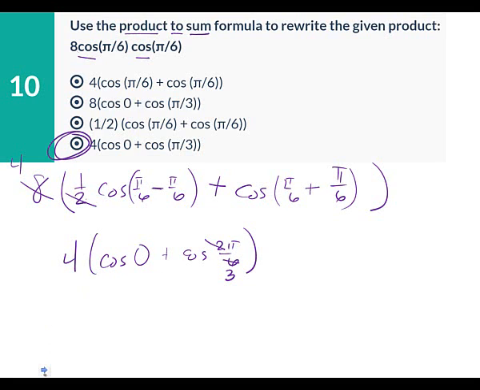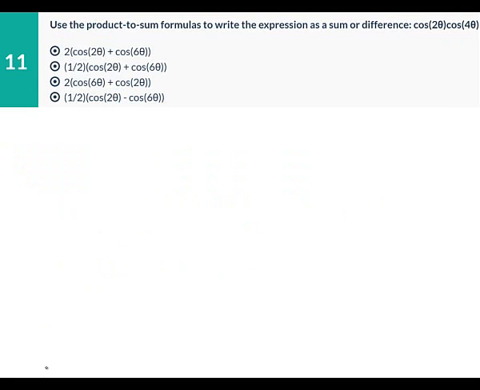All right, we good with 10? All right, looking at 11. So again, we are using product to sum. Okay, we've got cosine and cosine again. Oh, that's interesting. We did cosine and cosine again. All right, so we're going to have, what does it start with? 1/2.